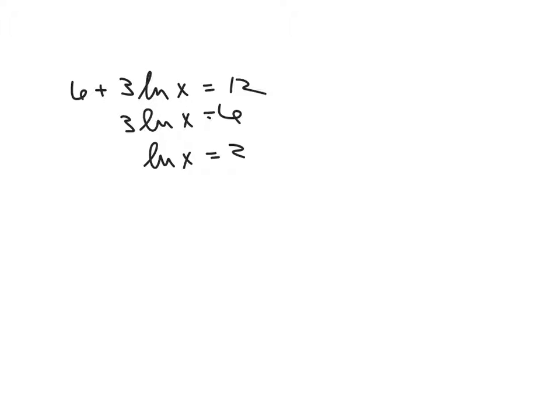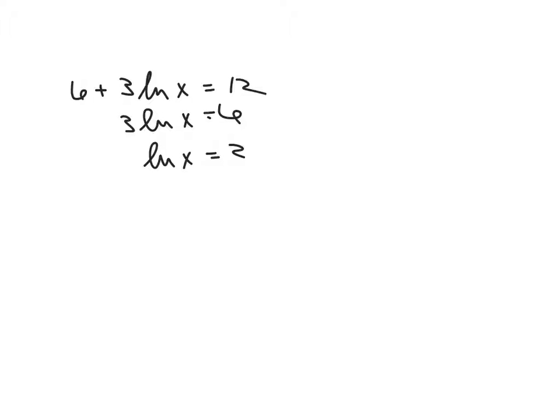Okay, so let's look at example 8, and we're going to start solving some logarithmic equations. So we've got 6 plus 3 ln of x equals 12. So we're solving for x here. Okay, so we're trying to get ln of x by itself. So subtract 6 from both sides: 3 ln of x equals 6. Now we're going to divide both sides by 3. Gives me 2. So ln of x equals 2.